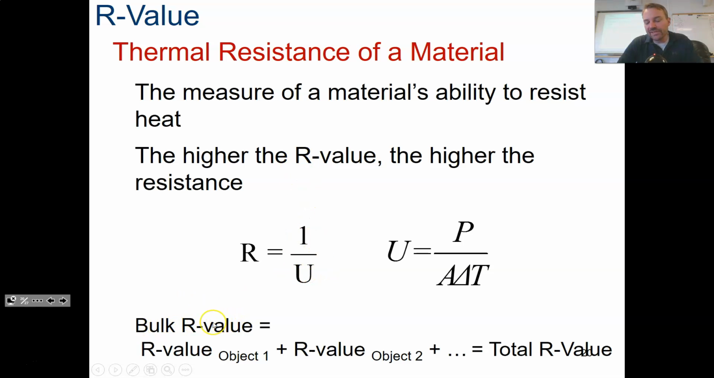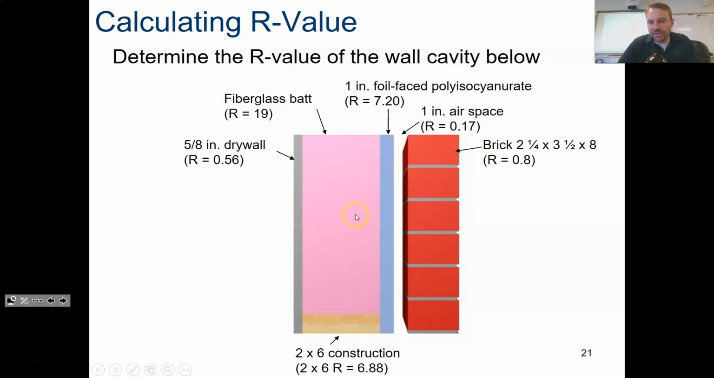If you want to find an R value of a whole wall section, you add up all the pieces. That's what this means. Here's an example. You've got a wall. You've got drywall on the inside of the wall generally, and they put fiberglass in between the wall cavities. Then you've got an exterior they're calling a foil-faced polyisocyanurate. It's a big word. Then there's an air space, and then there's bricks.